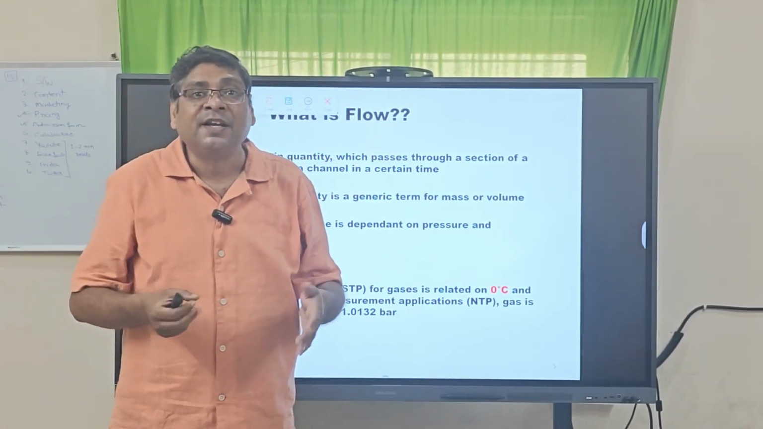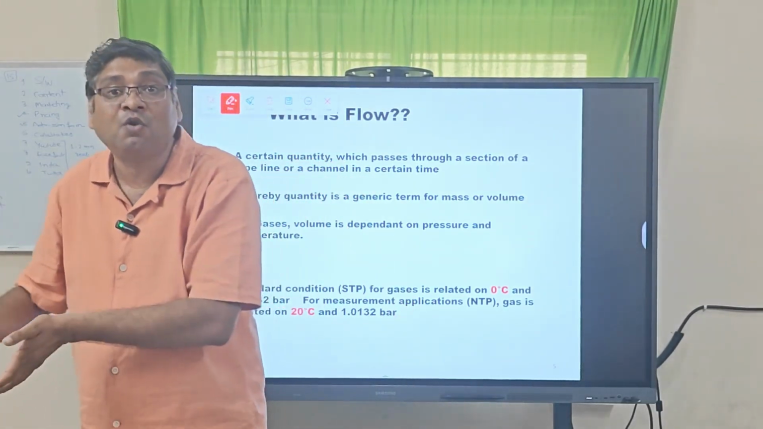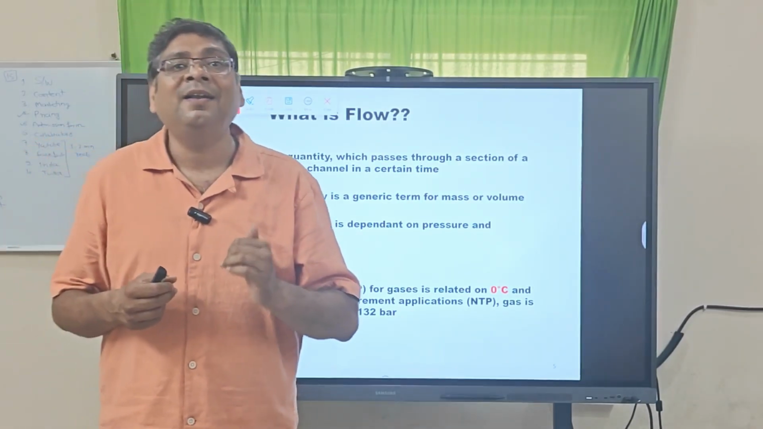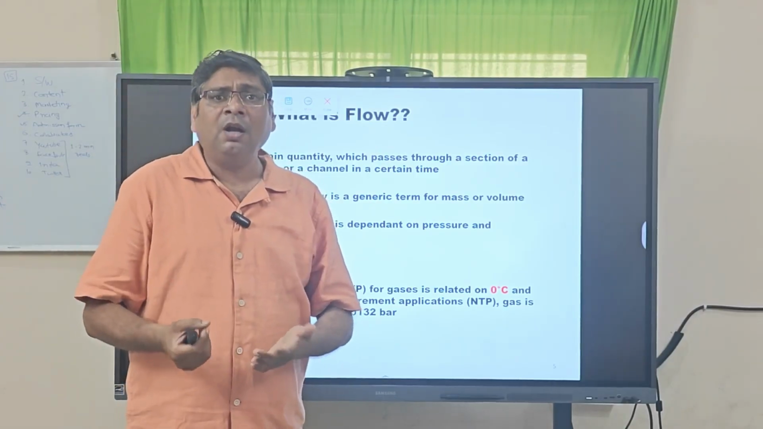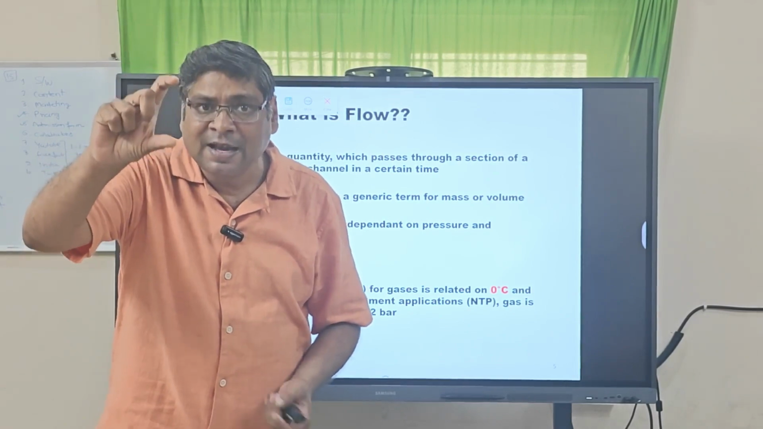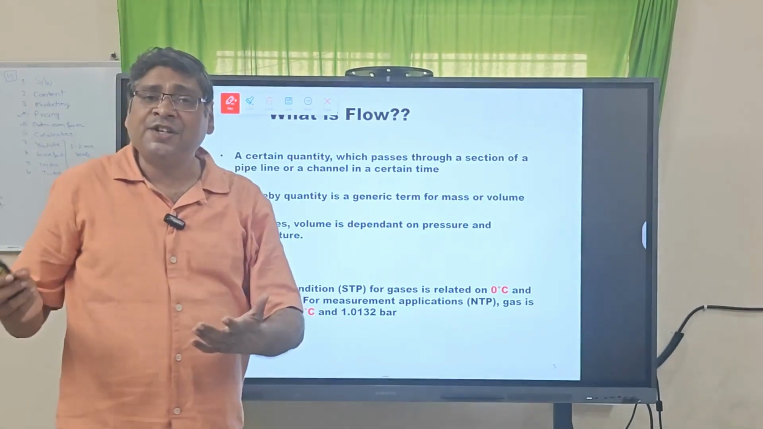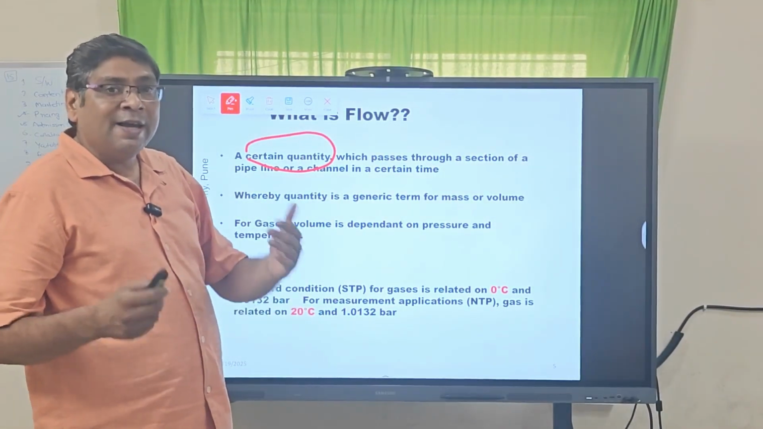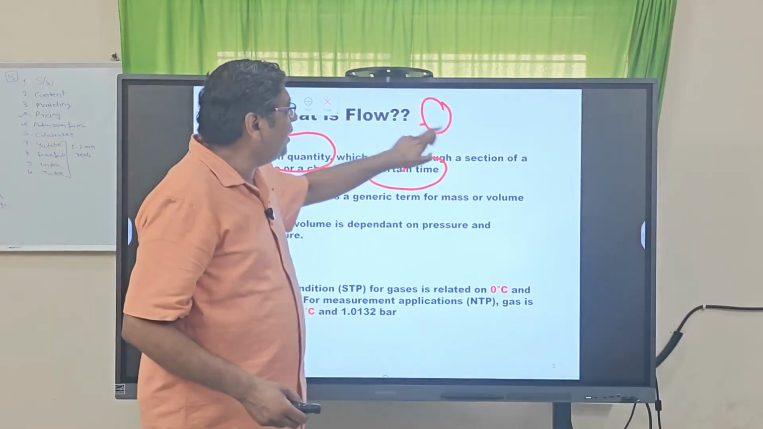In some countries, they don't have pipeline supplies. They have channels that come near your houses, and from the channel they take the water. These are open channels, and we will also study open channel flow meters when we go to the slides. There you will see a simple level measurement device used as an open channel flow meter. So what is the definition? A certain quantity passes through a section of a pipeline or channel in a certain time. That means quantity and time.